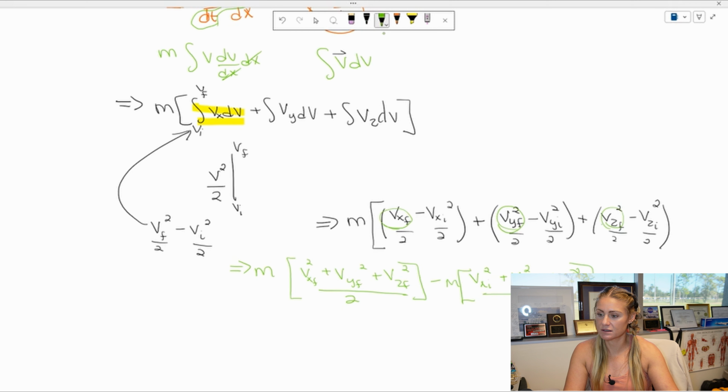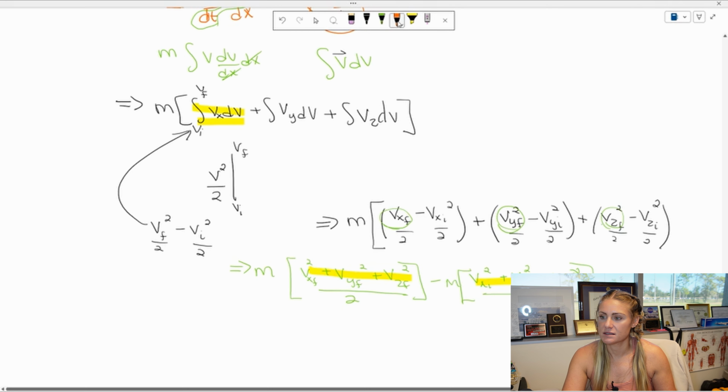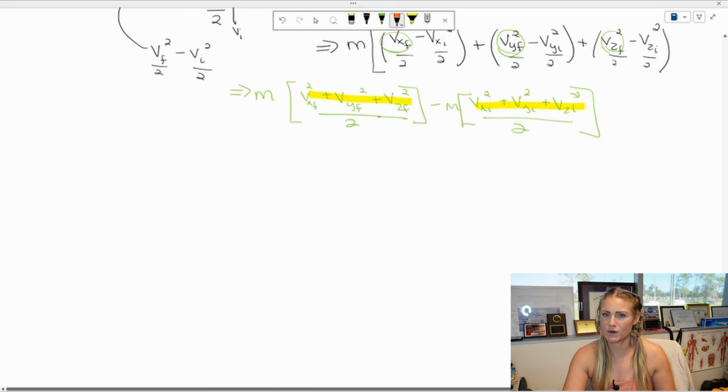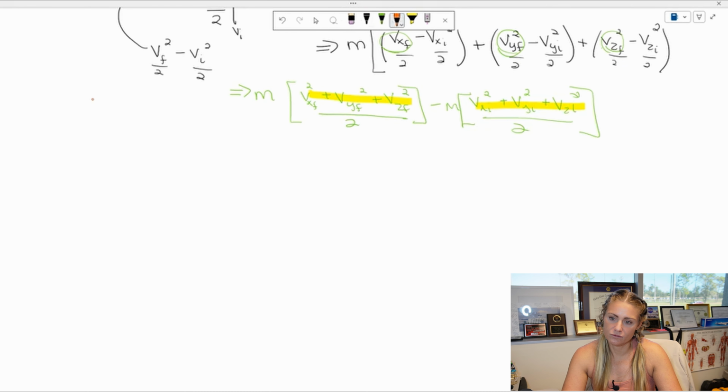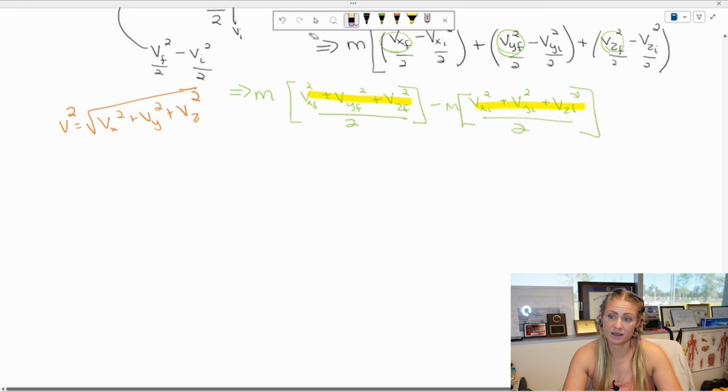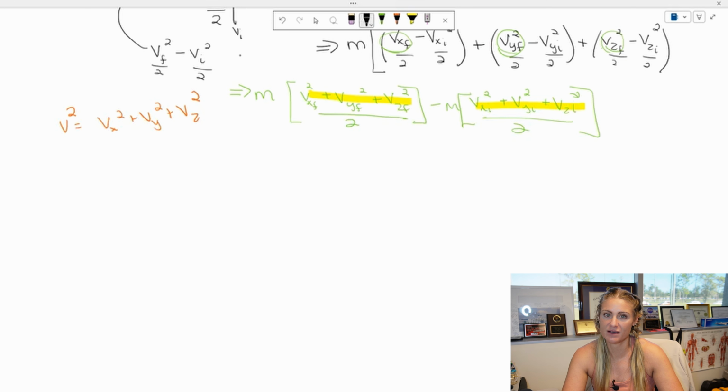Now take a look at this. What is an x component squared, y component squared, z component squared? It's a resultant vector. We also can say that it's the Pythagorean theorem. So v equals the square root of vx squared plus vy squared plus vz squared. If I take the square root and I square both sides, that square root is going to go away. So really I can replace this whole thing with just a vector v final.